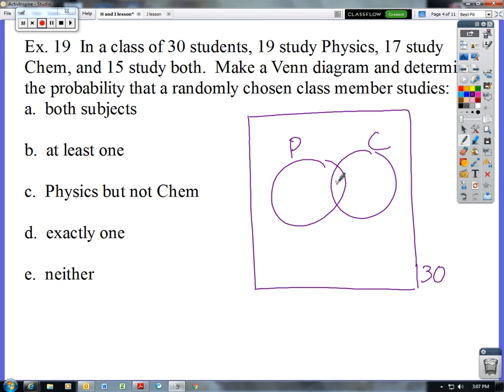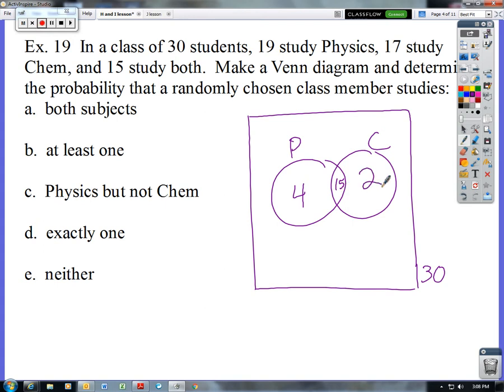But if 15 study both, that's what you want to start with, the intersection of the set, 15. And then you can work backwards and figure out what goes here and here. There's a total of 19 in physics. Well, 15 of them are here. That means there are 4 left that are in physics but not in chemistry. So that's this portion. And then 17 study chem, so 15 are there. That means there's 2 left over.